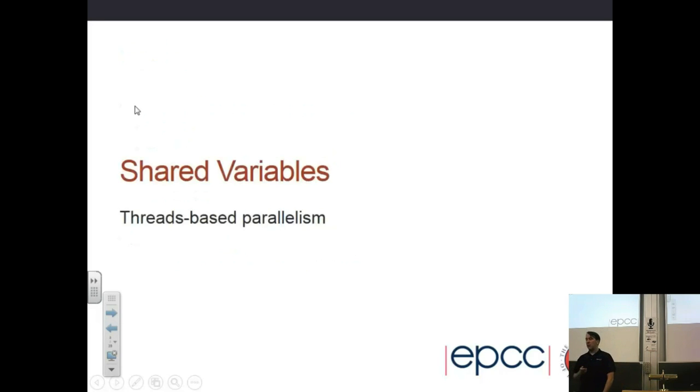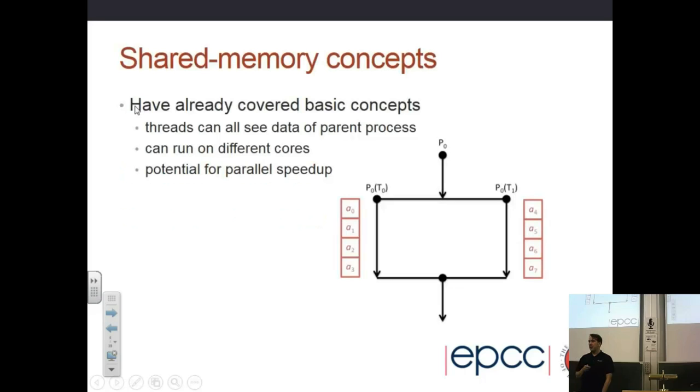So shared variables is a programming model which is based on threads, and I'll explain why it's called shared variables. This is a slide from a previous talk. We've covered the basic concepts. We have already covered that threads can all see the data for a parent process. They can run on different cores, and that's a potential for parallel speed up.